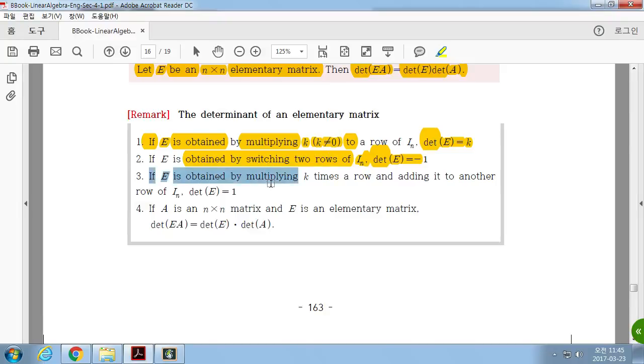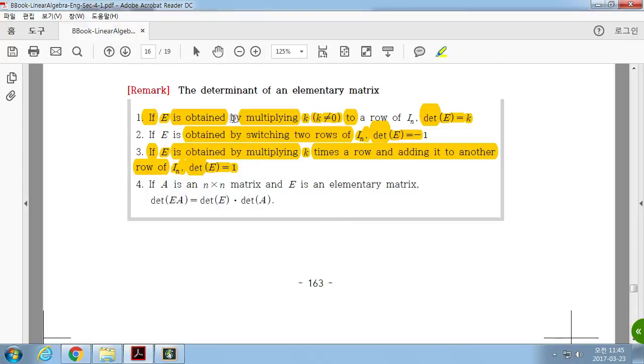When E is obtained by multiplying k times a row and adding it to another row, what's the determinant? That's still a matrix with all diagonal entries 1, and there's only one off-diagonal entry, which is k. So it's a triangular matrix. What's the determinant? That's 1, because it's a triangular matrix. So in any case, the determinant of EA is equal to determinant of E times determinant of A for every elementary matrix, types 1 to 3.